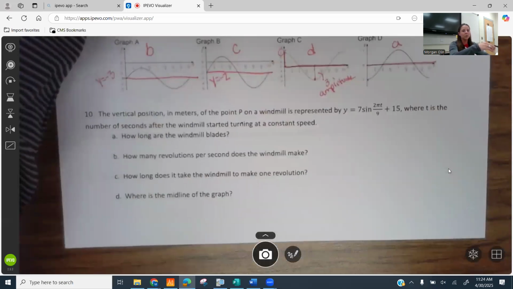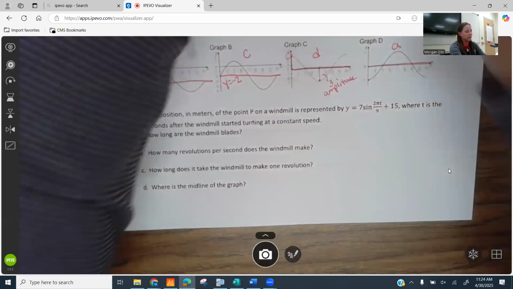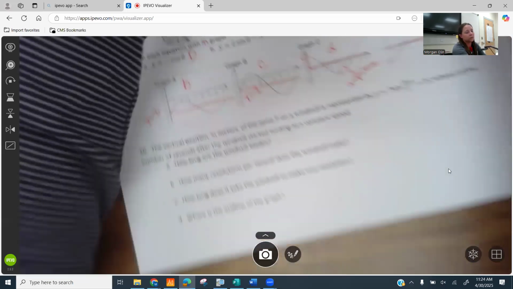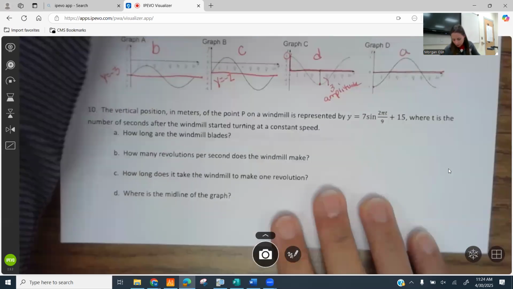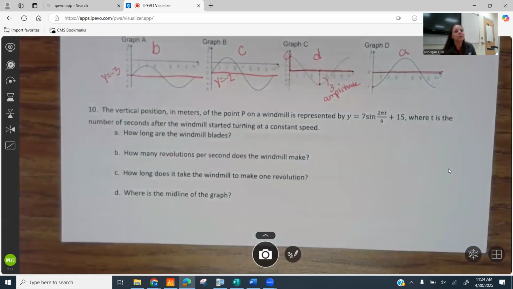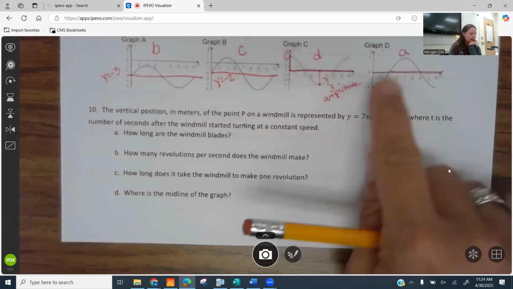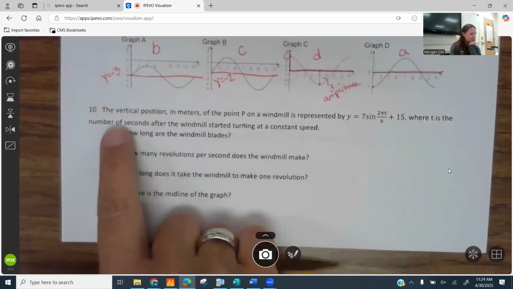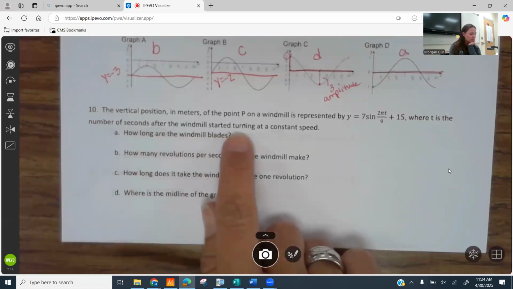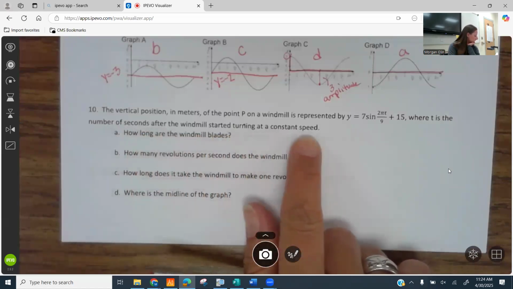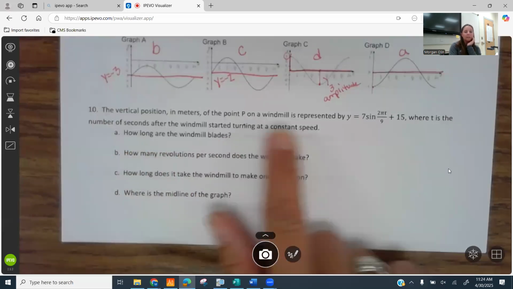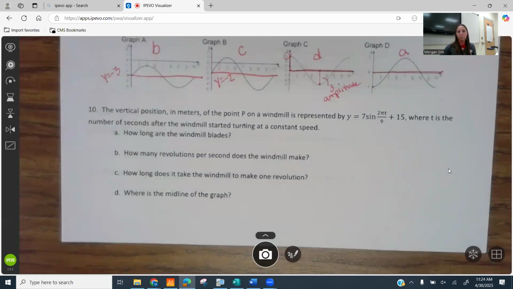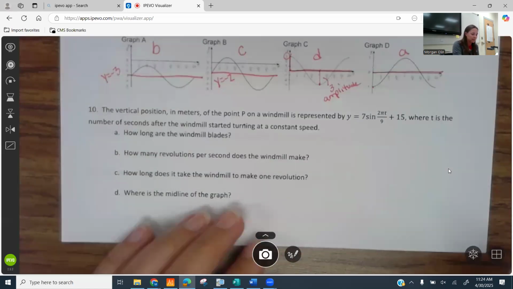All right, let's look at number 10. Hold on, I got a wire underneath this, so give me a second. All right, here we go. Now it'll stay steady. The vertical position in meters of the point P on a windmill is represented by this function right here, where T is the number of seconds after the windmill started turning at a constant speed. All right, how long are the windmill blades? Think about it for a second.